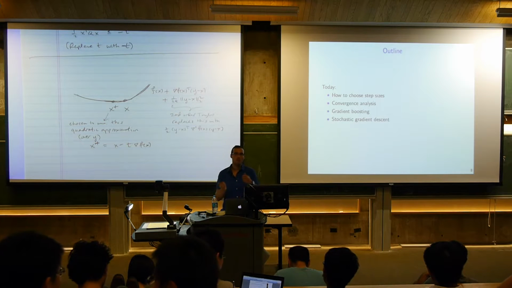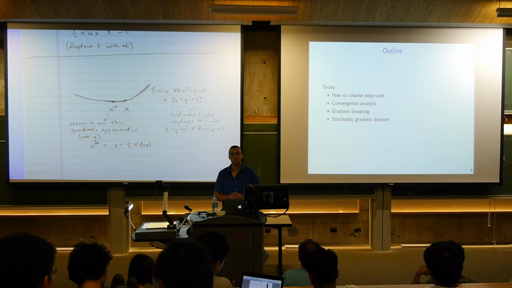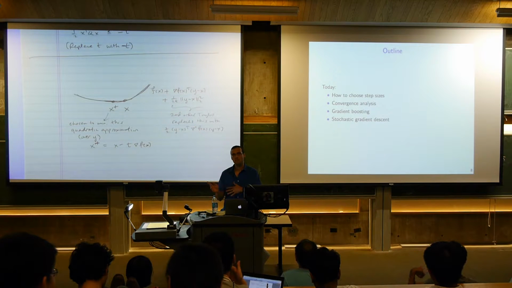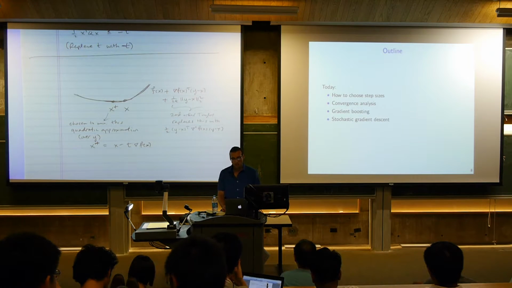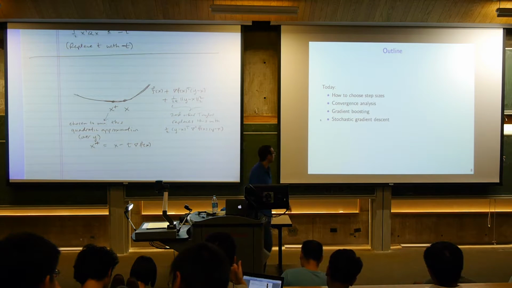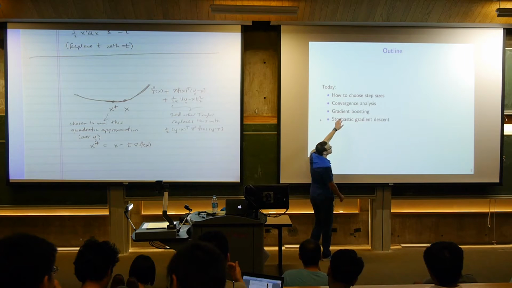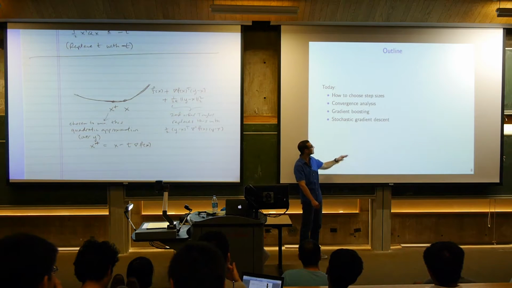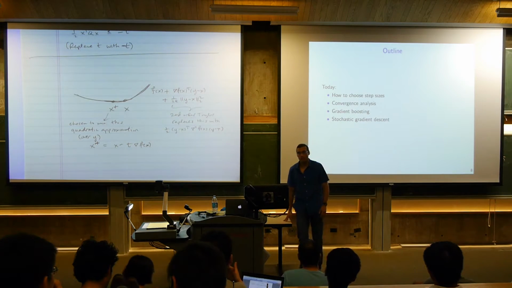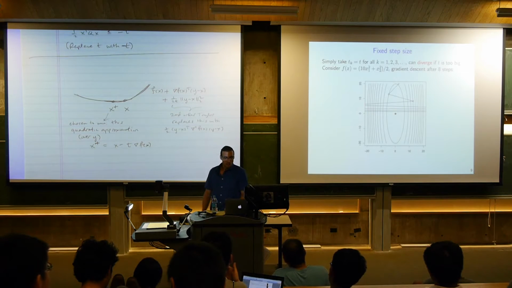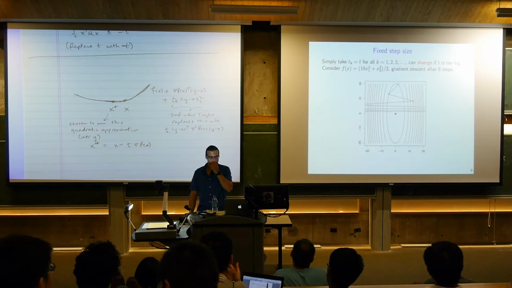And then I think when we talk about second order methods, we'll probably do a convergence rate analysis for Newton's method, just to give you an idea of the differences between second and first order methods. And then if I have time, I'll talk about gradient boosting, although that's not critical. That was just supposed to be a fun connection to machine learning. And I wanted to introduce stochastic gradient descent as well. So let's talk about how to choose these step sizes.